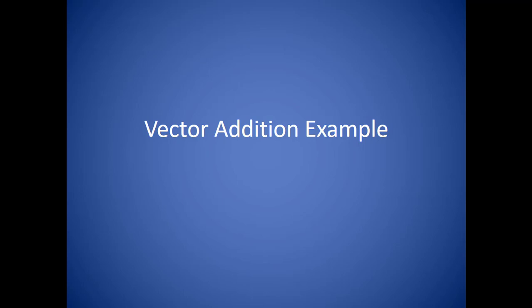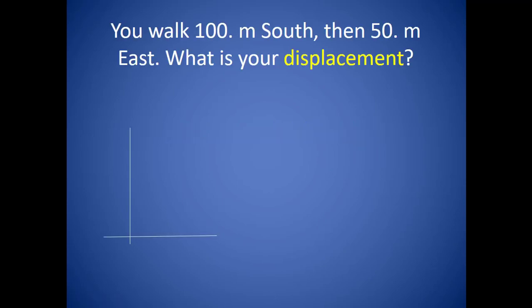If you have more than one vector, you have to add them together. This is called vector addition. Let's start out kind of small. Say you walk 100 meters to the south, and then turn east and walk another 50 meters. What is your displacement?